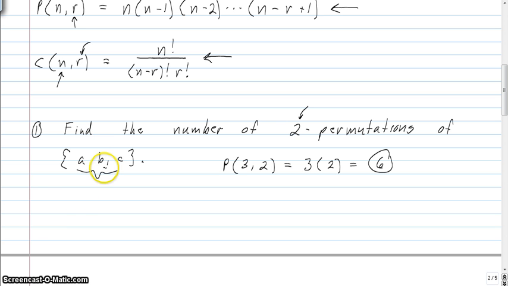If I pick 2 letters, how many different orderings are there? There's A, B. Of course, it would be different if I had B, A. There's A, C, or C, A. Or there's B, C, or C, B. Those are the 6 different permutations of 2 objects out of that set of 3.